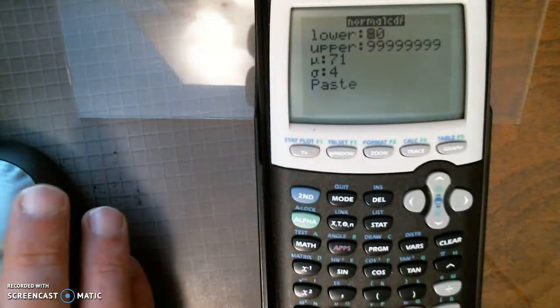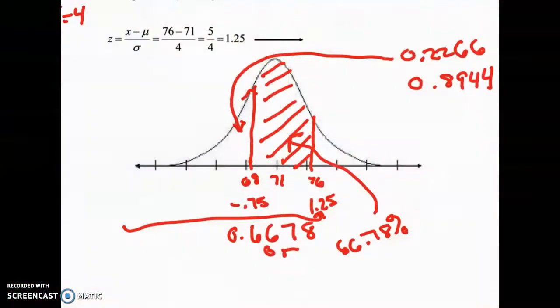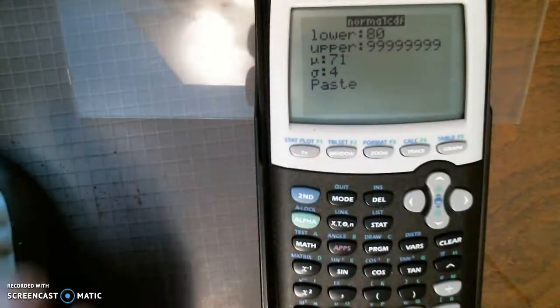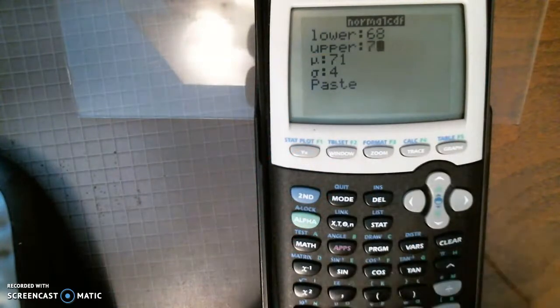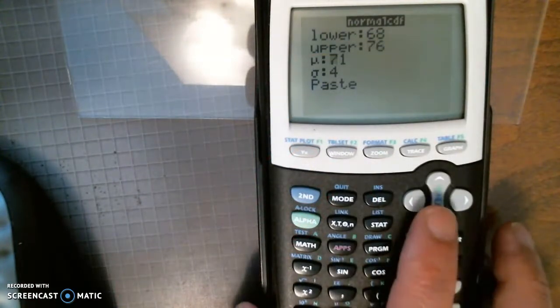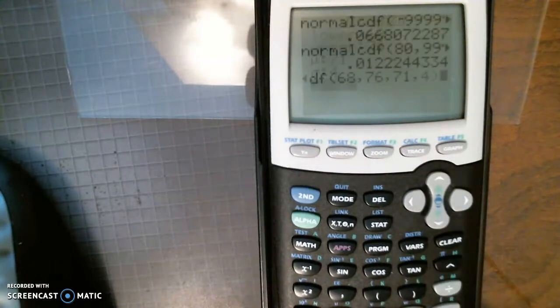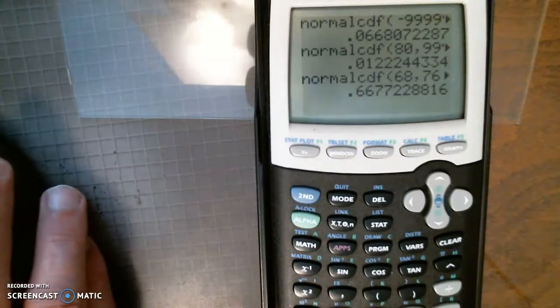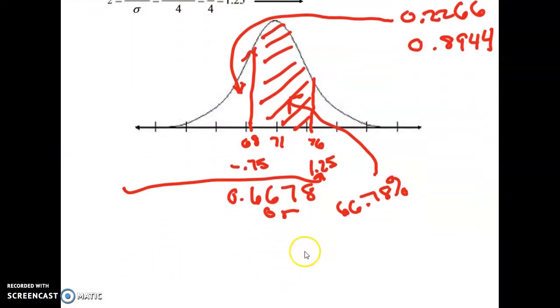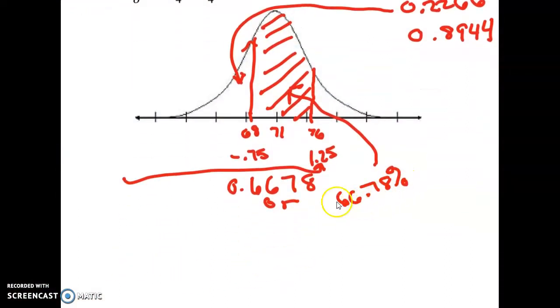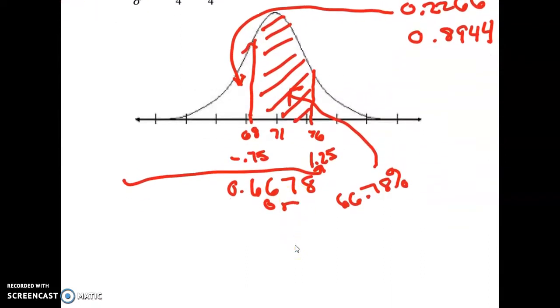So, going to the calculator here, we have 68 and 76. The lower bound is 68. The upper bound is 76. The mean and the standard deviation stay the same. We hit enter again, and there's your 0.6677, which if we look at the notes here, that's what we got, 0.6677 or 66.78%. Pretty simple to do in the calculator.